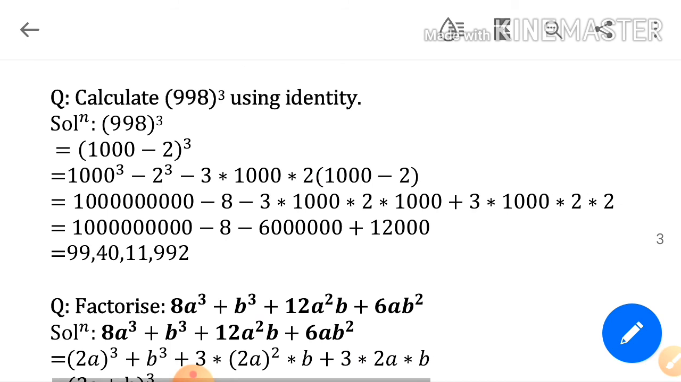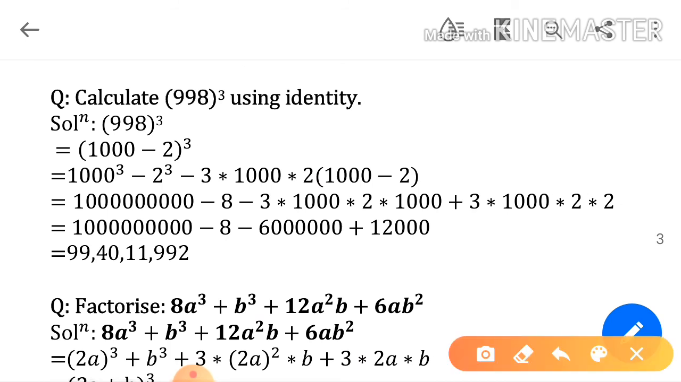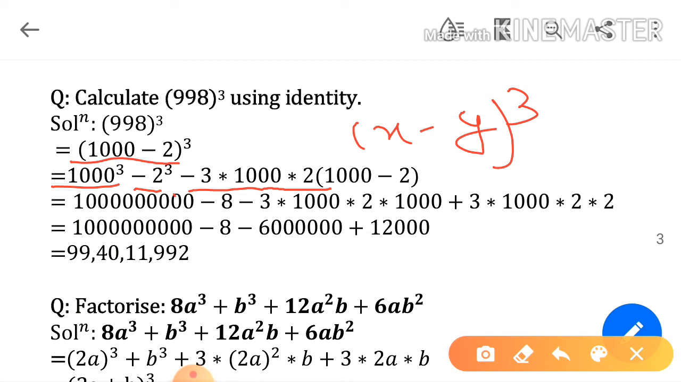Now calculate 998³ using the identity. We can write 998 as 1000 − 2. Thereafter we will use the (x − y)³ formula. So (x − y)³ means x³ − y³ − 3xy(x − y). Now 1000³ equals this, and 2³ equals 8.